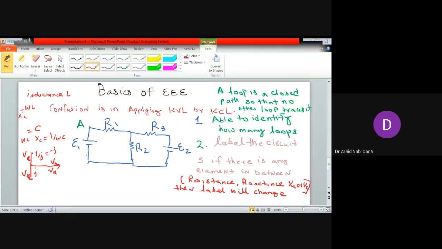Now here you have A, I have taken. There is an element here. Now the label has to change because there is an element. So the label will change. Of course, it will become B. Now what happens?